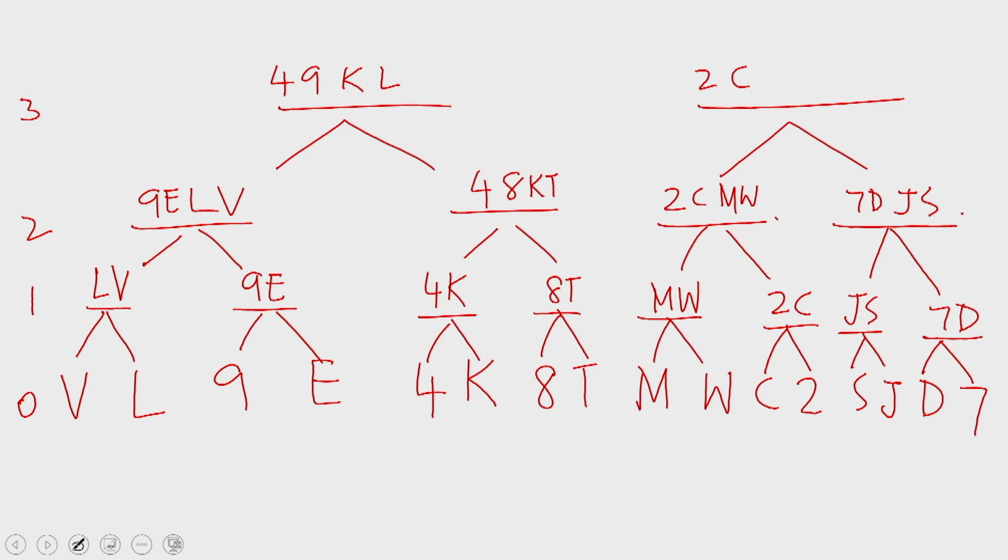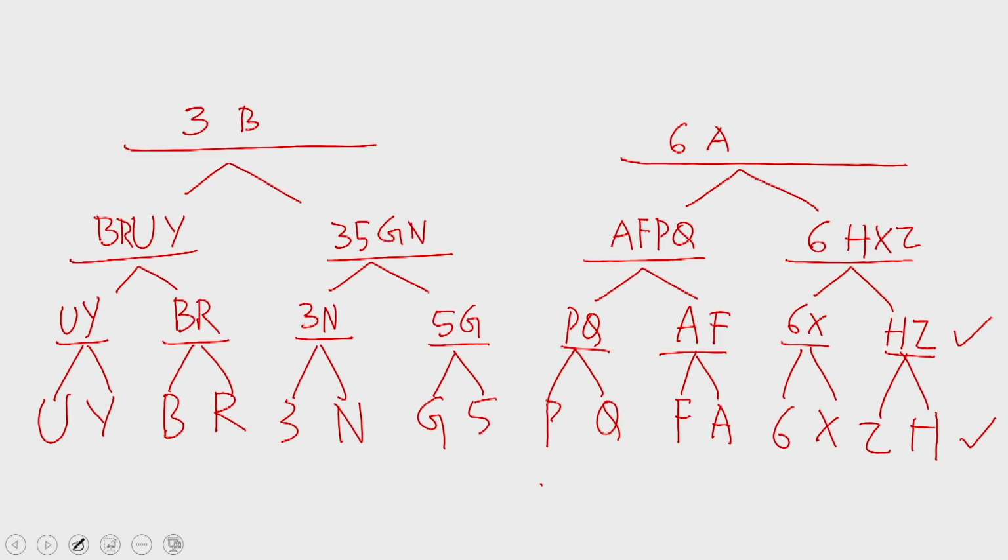Here we have, sorry, it should have been 2 and 7 here. Now, we have 2M7J coming up. So, we have 27JM here, and here we have BU and 3G coming up. So, that will be 3BGU, and here we have AP and 6X coming up. 6APX would be the sorted order. So, this is how the tree looks like at the end of the 8th stage.